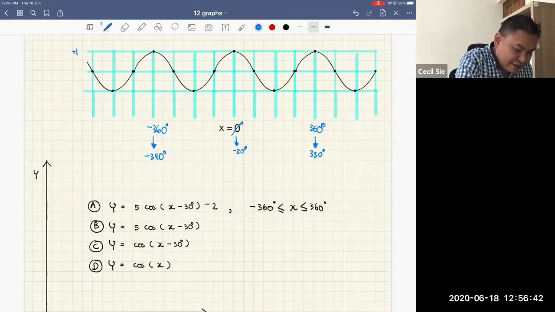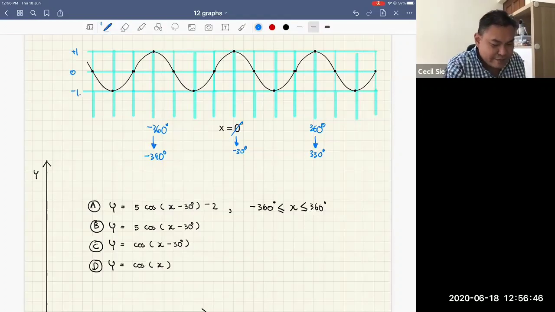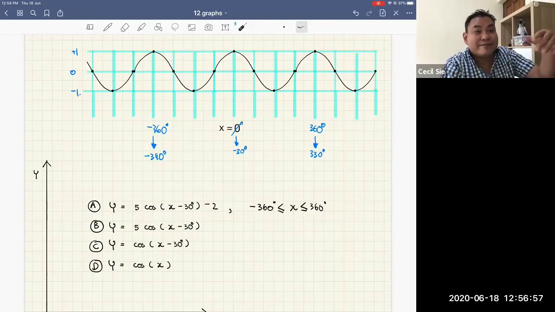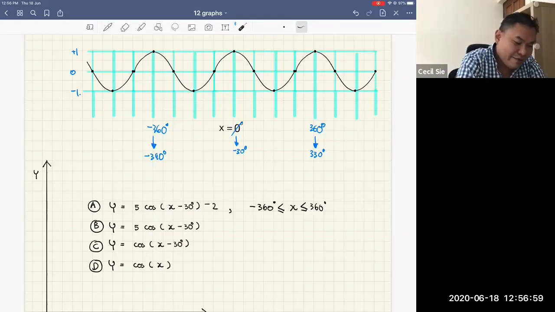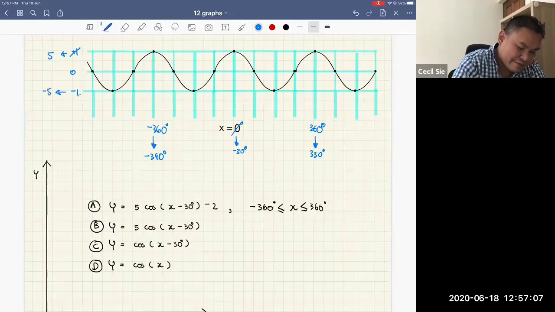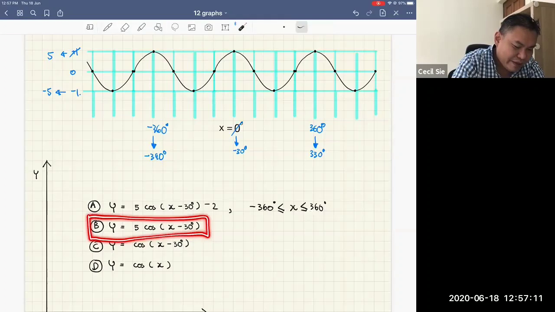This is positive 1, 0, and negative 1. So we already draw C. How to change it into B? Times 5. That means the value of y we multiply by 5. This one you change into 5, and negative 1 you change into negative 5. So we finish drawing B.